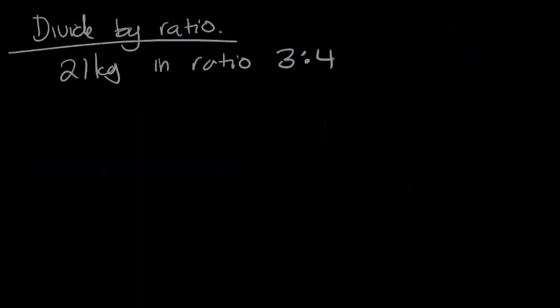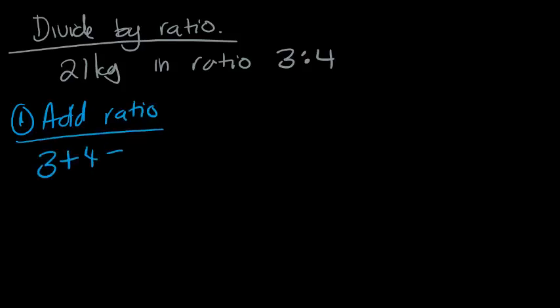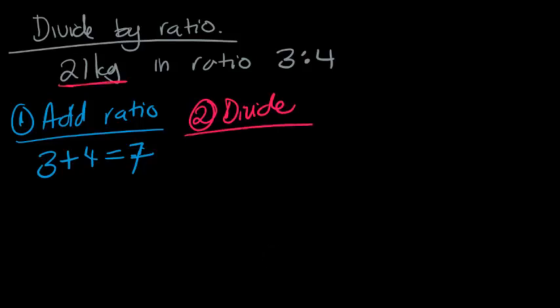Let's do another example of dividing by a ratio. I've got 21 kilograms. I'm going to divide it in the ratio of 3 is to 4. So the first thing I'm going to do is add my ratio to find out how many containers I have. So I'm going to say 3 plus 4 equals 7. The second step is to divide. So I am going to say this 21 divided by this 7 over here, and that gives me 3.